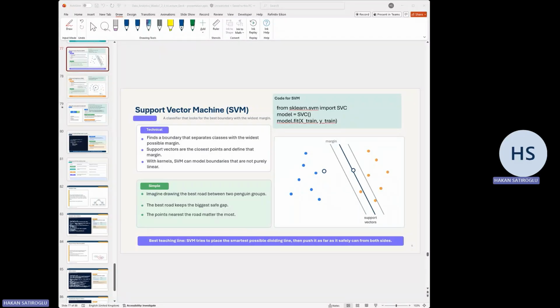Hello, it is Dr. Hakan Satiroğlu, and today I would like to go through machine learning models and the interactive artifact elements I'm going to share with you to teach you.